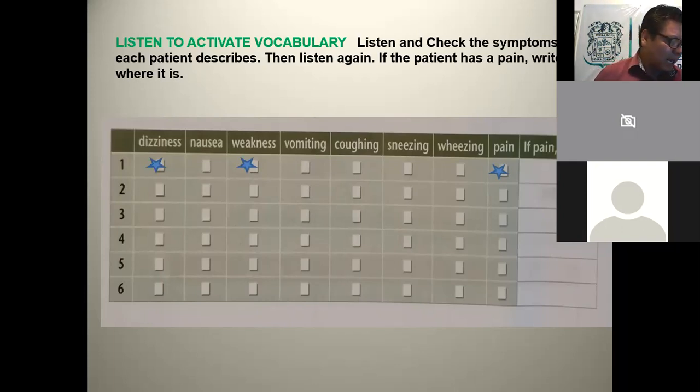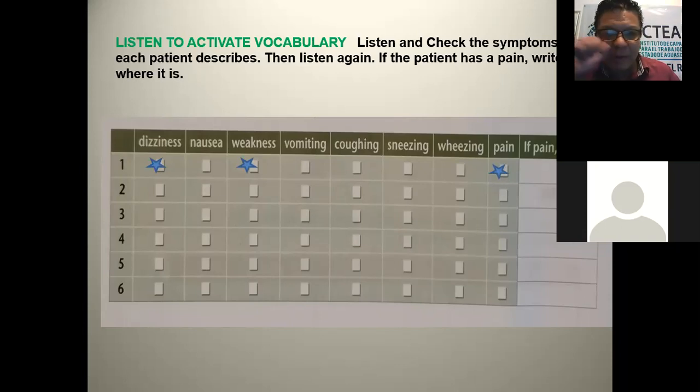Who remembers the name? Is it a man or a woman? She was a woman. What's her first name or last name? I don't know. If it is a woman, it is Mrs. Gills. Okay. She feels dizziness. She has weakness, and she has a pain. Pain. Okay. And what about the second patient?